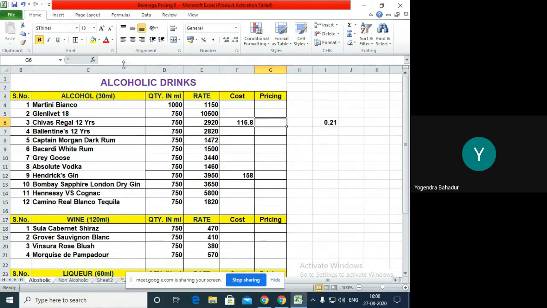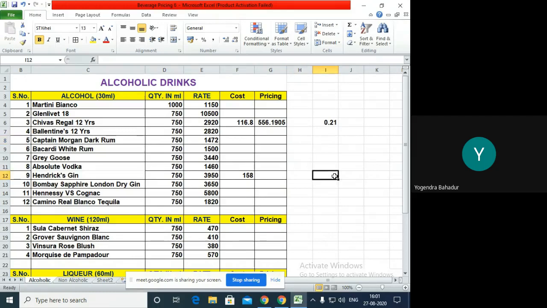So we will go to the pricing. We will select the box and enter equal to the cost of the beverage. Here the cost of Shiva's Regal 12 years is 116.8, divided by the decimal beverage cost, 0.21. So our pricing is 556.1905. Approximately you can take it as 557. So again I'm repeating the same thing with our Hendrick's gin example.